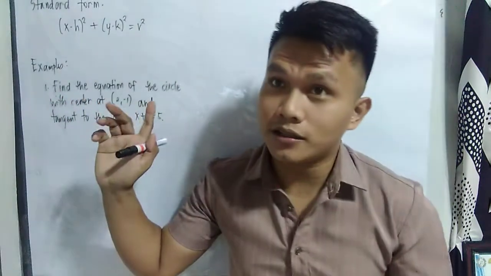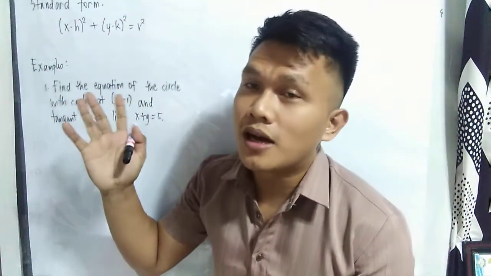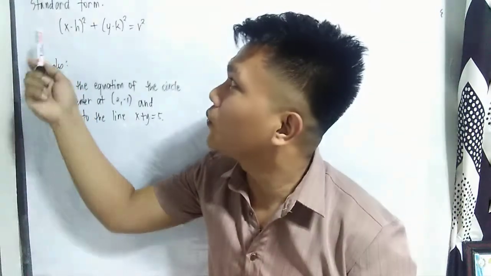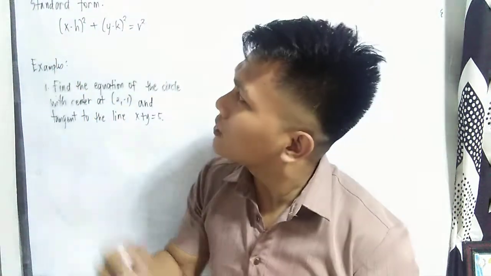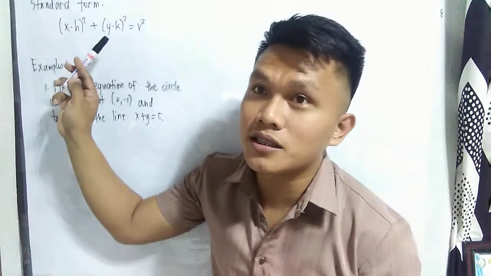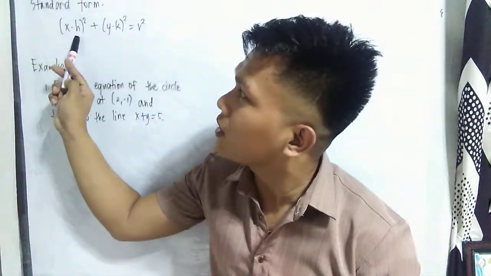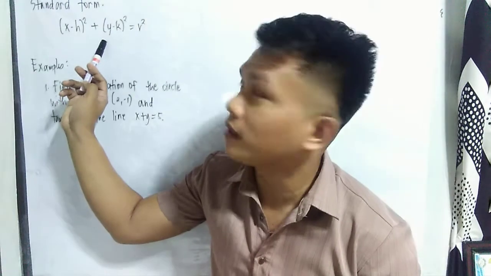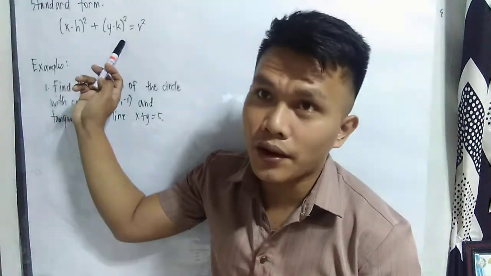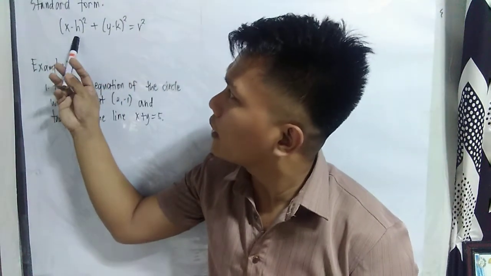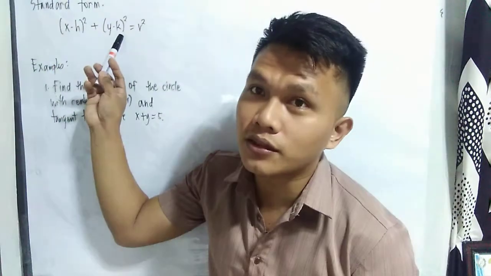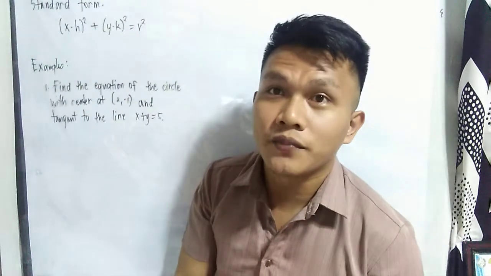There is a need for clarification in order for us to really understand the equation of the circle. So the first thing that we have to understand is what the standard form of the equation of the circle is. The standard form is given by (x minus h) squared plus (y minus k) squared equals r squared, in which (h, k) is our center and r is our radius.